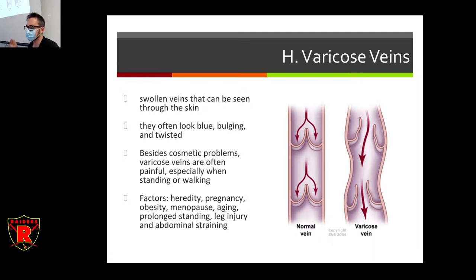And if you have leg injuries or you're standing for your work for a long period of time without moving your legs, so long-term standing with no leg movement tends to dramatically increase the amount of back pressure that you get against these valves, and then it can increase the potential that you have varicose veins. So I'm going to show you some pictures of what this looks like. You've probably seen them before.